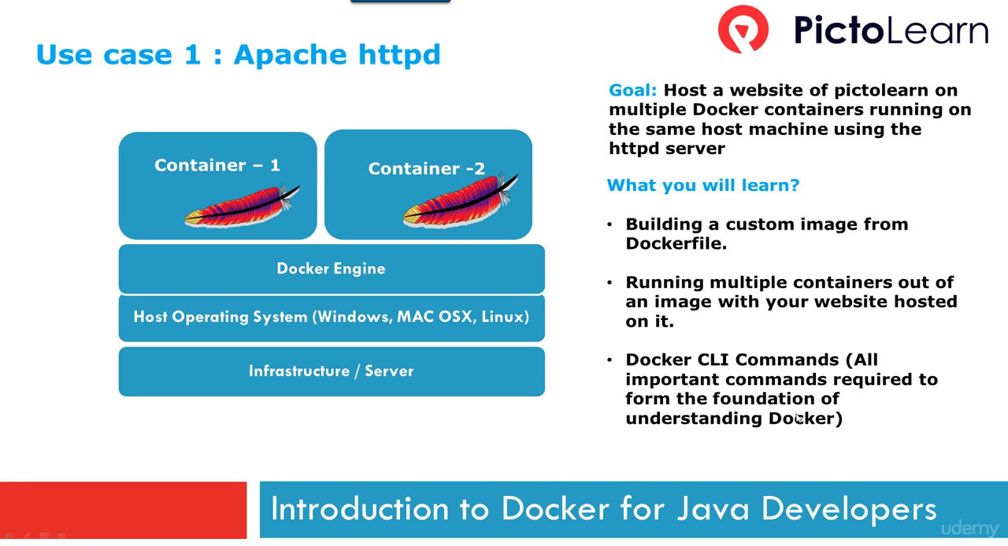Welcome everyone to use case number 1. As a part of use case number 1, we are going to host a website of Pick-to-Learn on multiple Docker containers running on the same host machine using the Apache HTTP server.